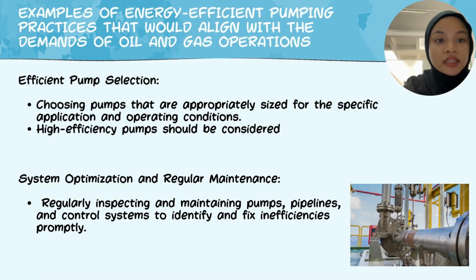The next, system optimization and regular maintenance. So regularly inspecting and maintaining pumps, pipelines, and the control system to identify and fix inefficiencies promptly. Optimizing the entire pumping system can lead to energy savings. By doing that, we can improve system efficiency, which ensures the pumps operate at their best performance and reduces energy waste and the likelihood of unexpected breakdowns.